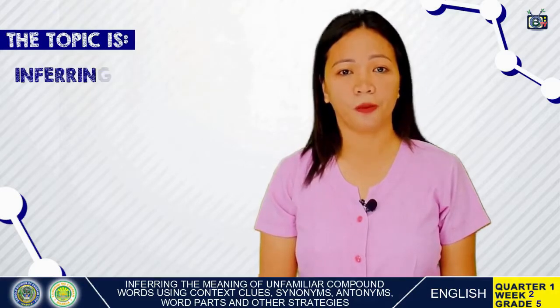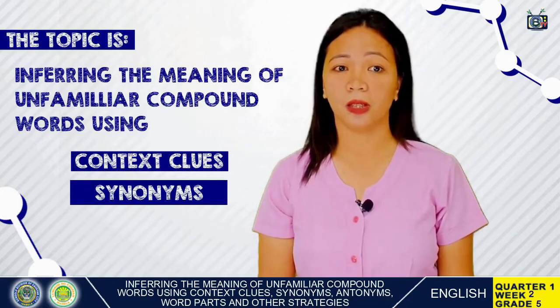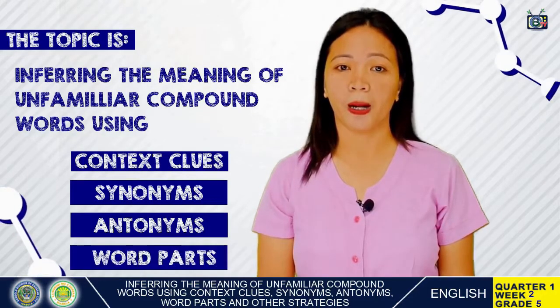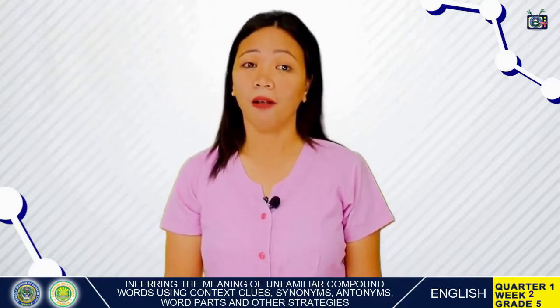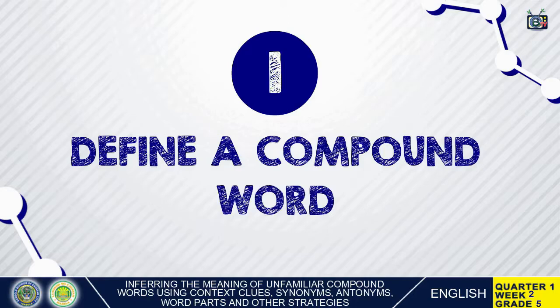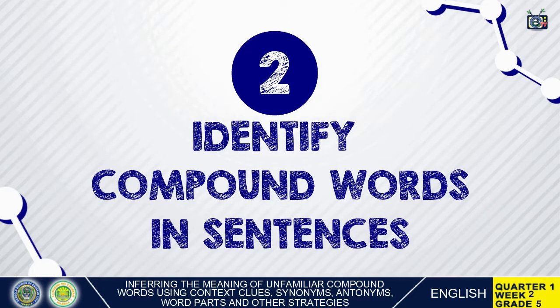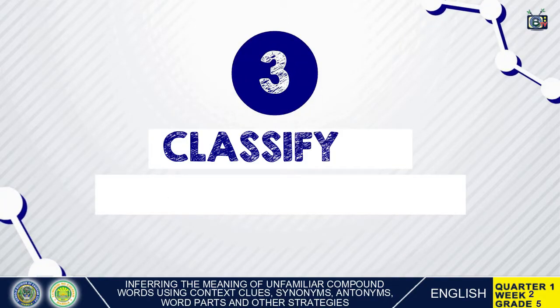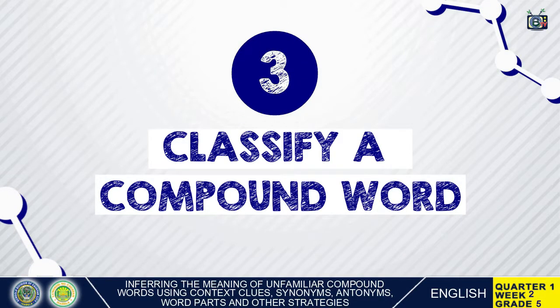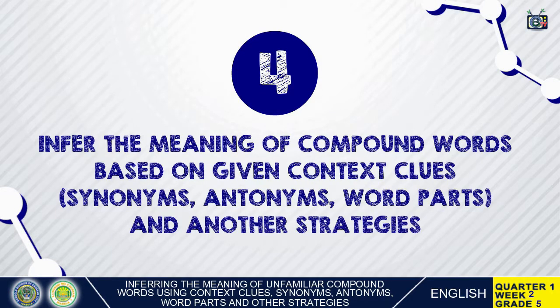The topic is inferring the meaning of unfamiliar compound words using context clues, synonyms, antonyms, word parts, and other strategies. After the discussion, you will be able to, number 1, define a compound word. Number 2, identify compound words in sentences. Number 3, classify a compound word according to its text. And number 4, infer the meaning of compound words based on context clues, synonyms, antonyms, word parts, and other strategies.